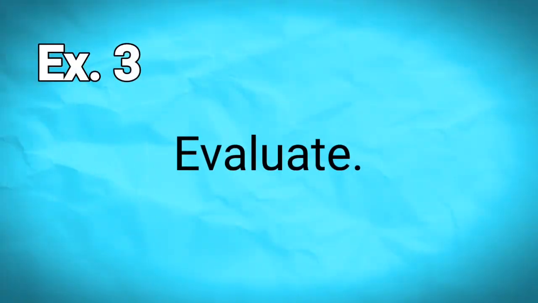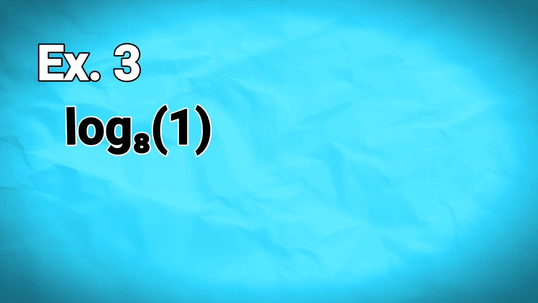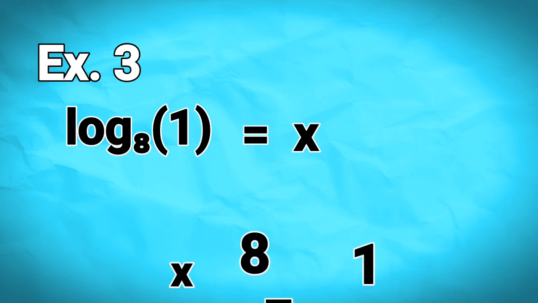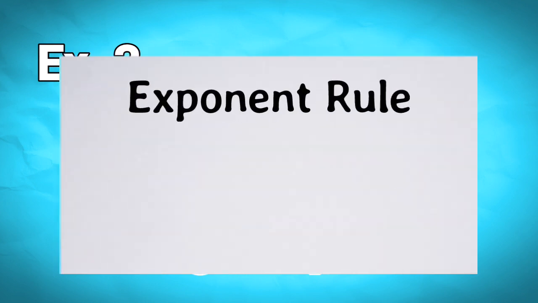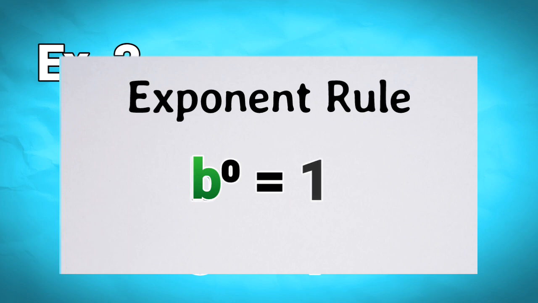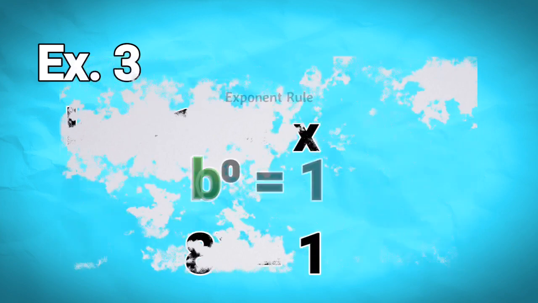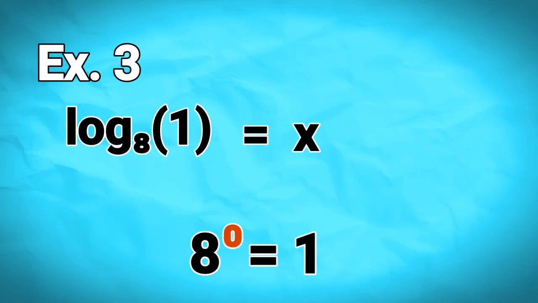For example 3, we want to evaluate the expression log base 8 of 1. I'll go ahead and write equals x. So our expression equals the power that 8 is raised to get 1. For this example, we have to recall our exponent rule that says any base raised to the 0th power is equal to 1. Applying this rule, 8 raised to the 0th power equals 1. So our logarithmic expression is equal to 0.